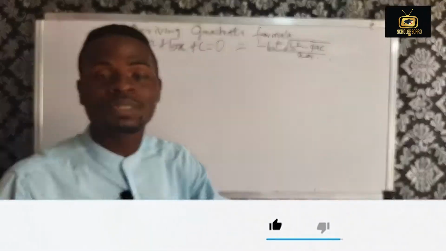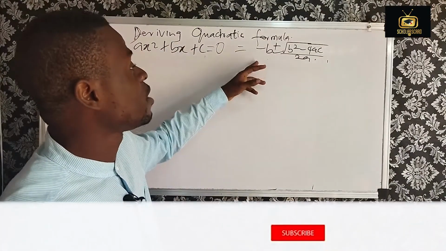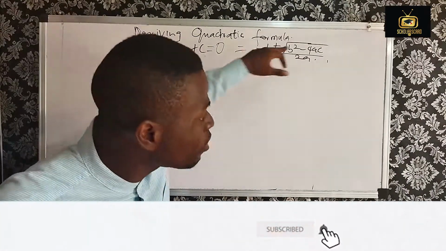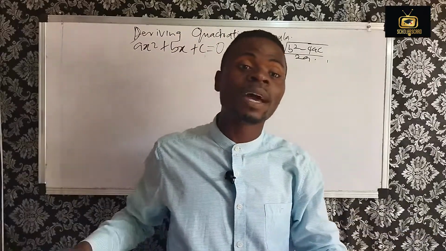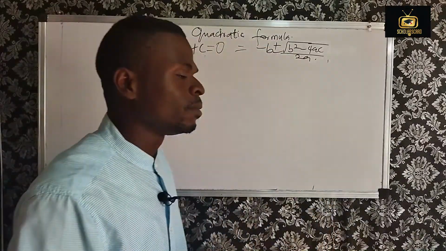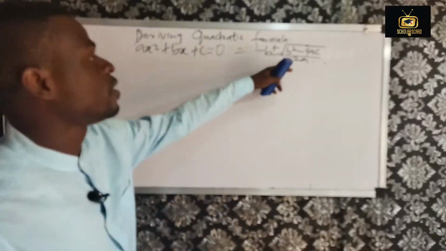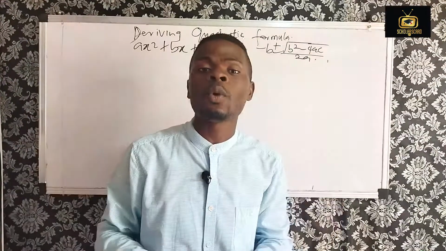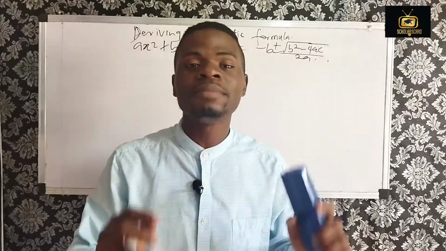Alright, now we have ax squared plus bx plus c equal to 0. Now this one we want to derive: x equals minus b plus or minus the square root of b squared minus 4ac, divided by 2a. But how do we do that? This is a quadratic expression. How do I derive it? We're going to use the completing the square method.